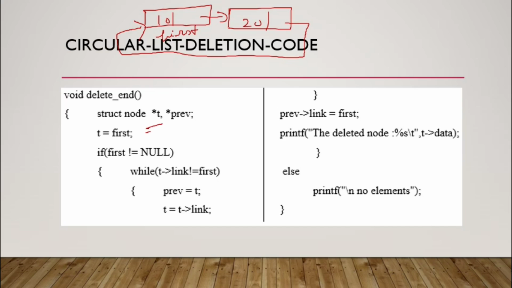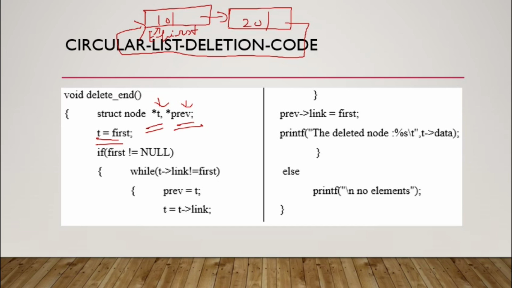Here we are taking two nodes for traversing. We know that whenever we delete, we take two pointers, pre and t, into consideration. First I take t, students, that is t is equal to first, so both will point to the same node. If first is not equal to null, it means we have more than one node. As simple as that.